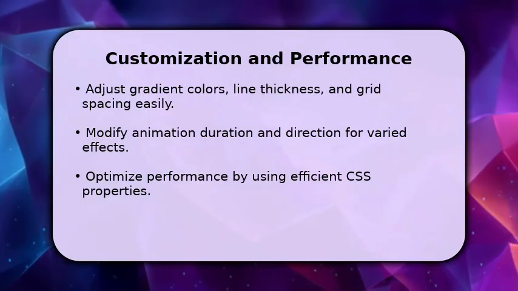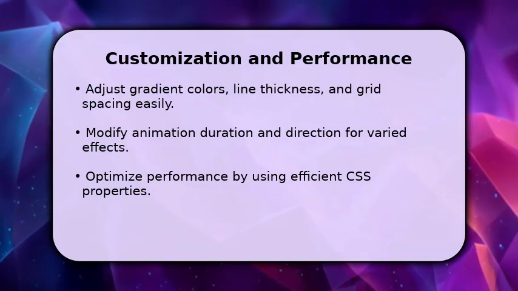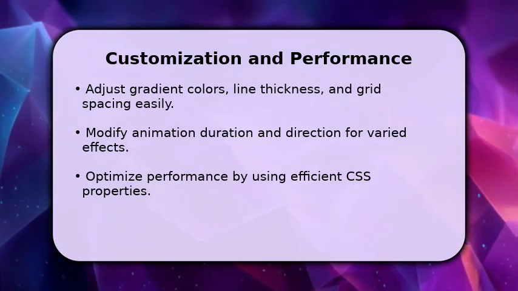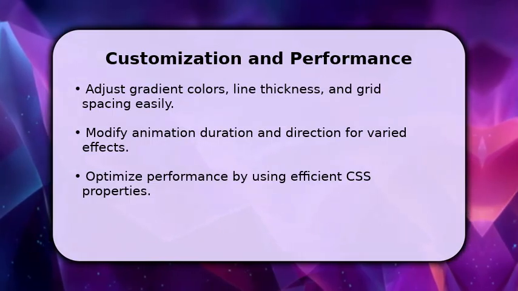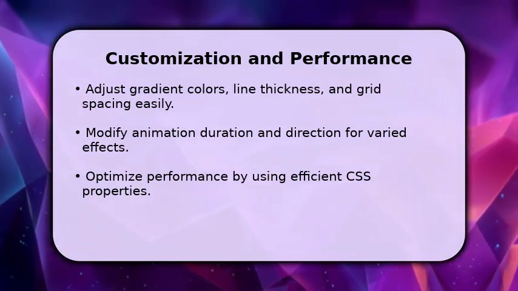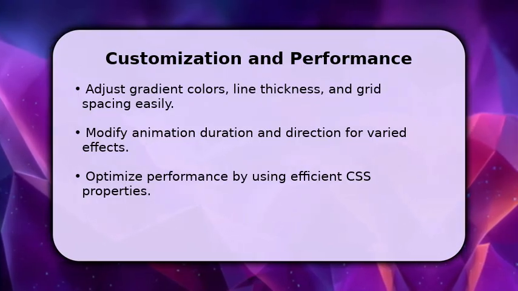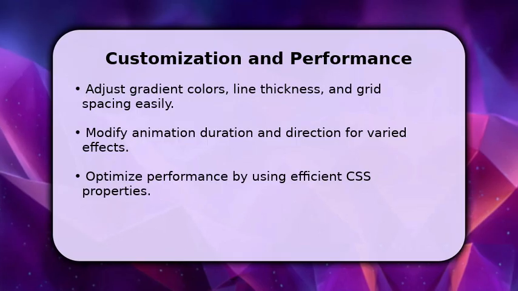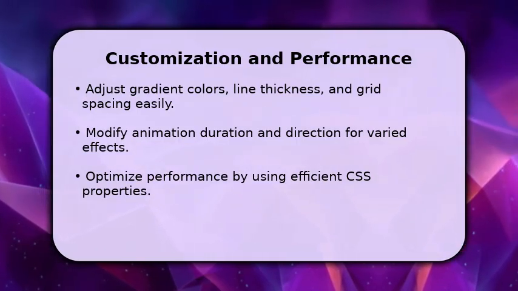Customizing your animated grid background is straightforward. You can easily change the colors of the grid lines and the background itself by modifying the gradient values. Adjusting the background size will alter the grid's density, making cells larger or smaller. Experiment with different animation durations, perhaps 8 seconds for a subtle flow or 3 seconds for a faster pace, and directions to achieve unique visual effects.